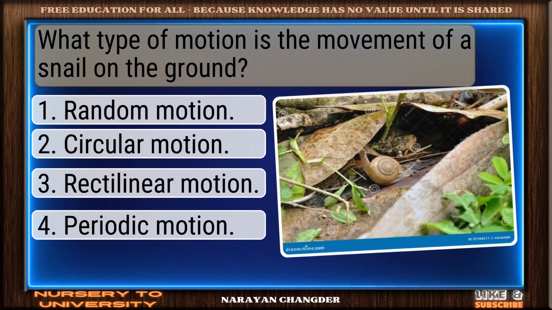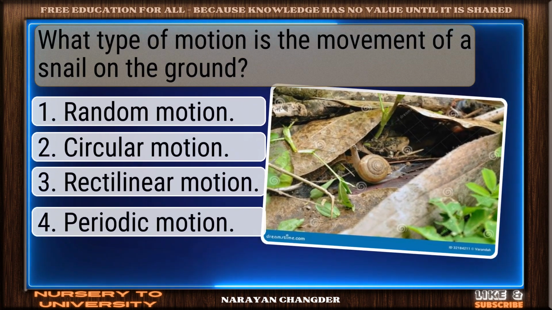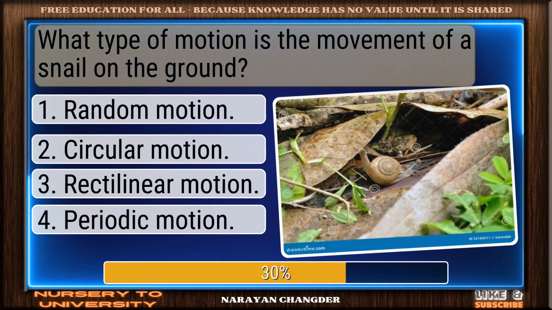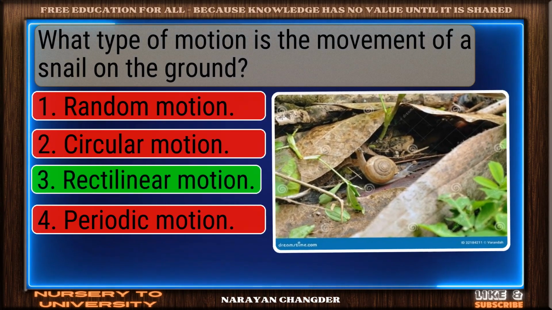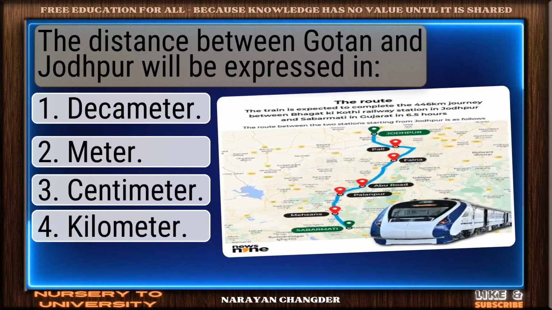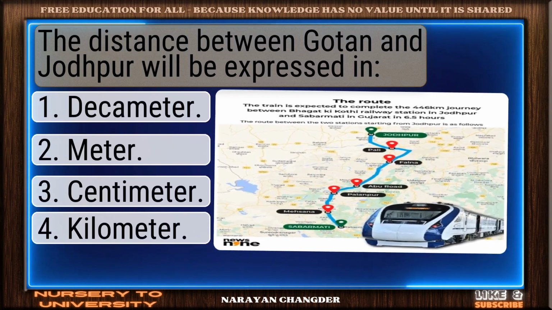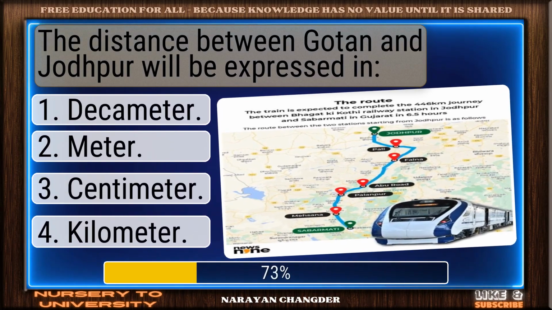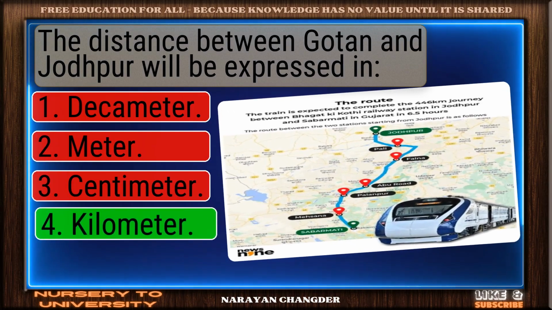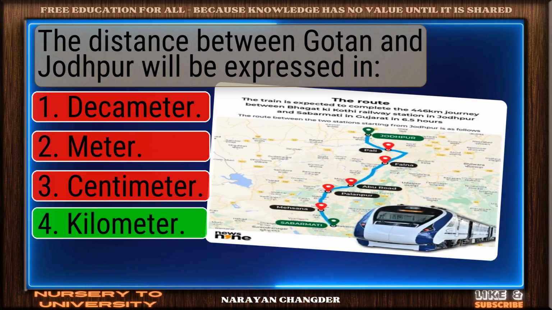What type of motion is the movement of a snail on the ground? Correct. Rectilinear motion is the right answer. The distance between Gotan and Jodhpur will be expressed in. Great thinking. Kilometer is the right choice.